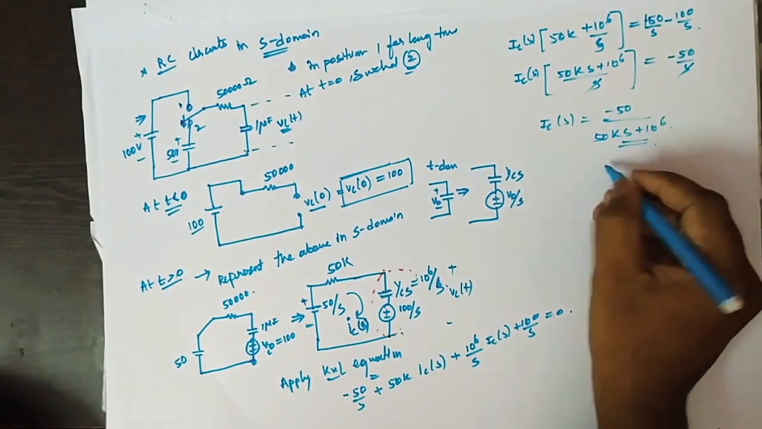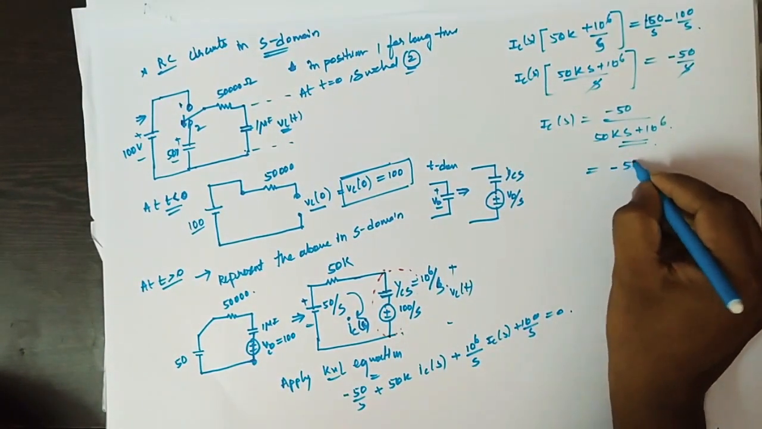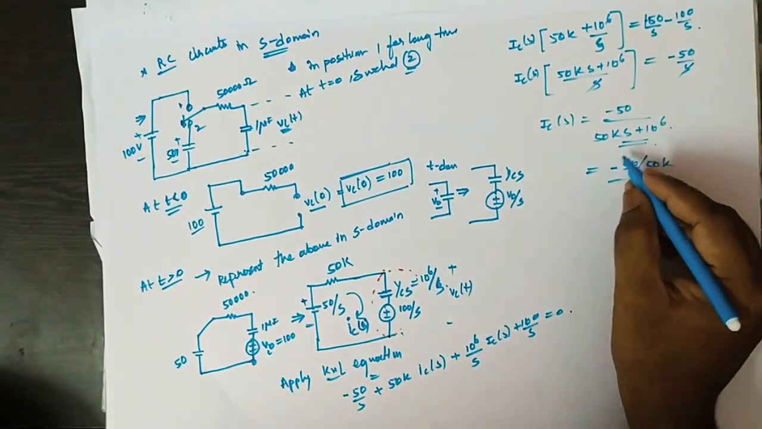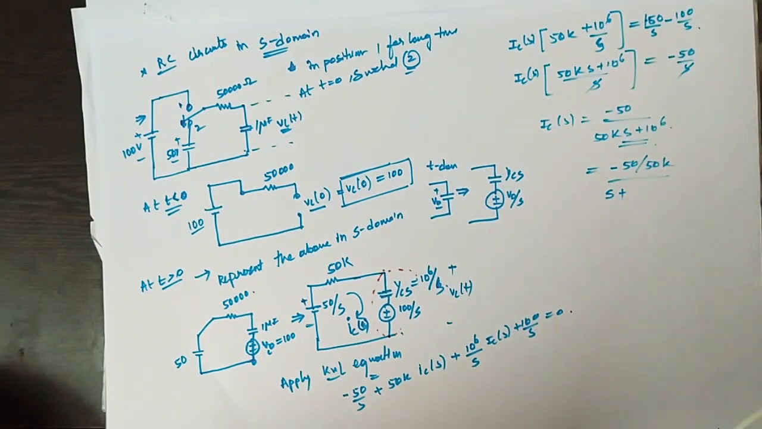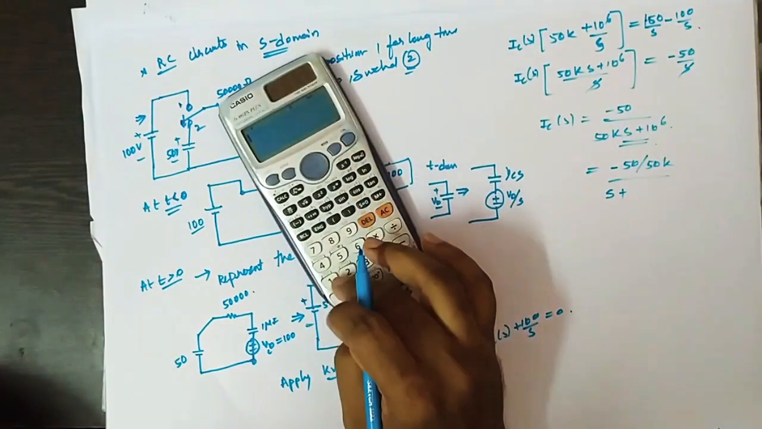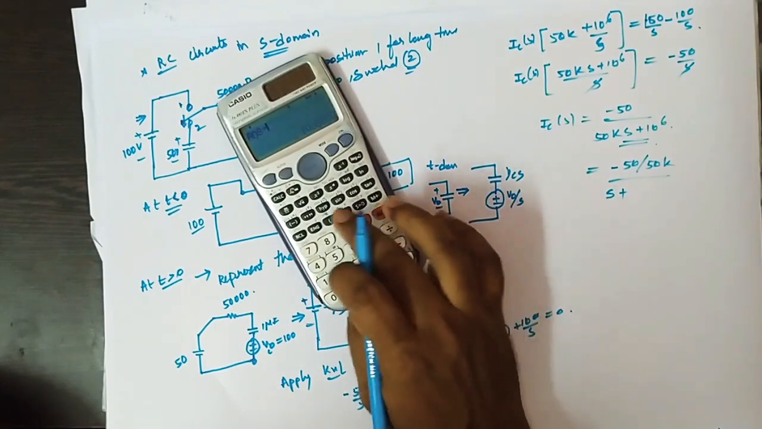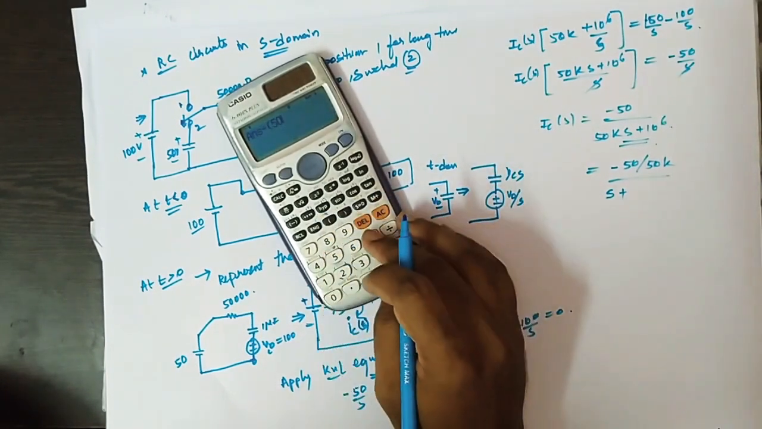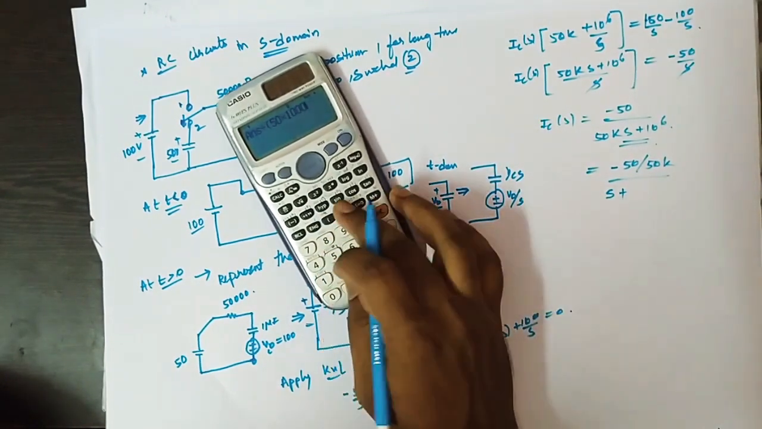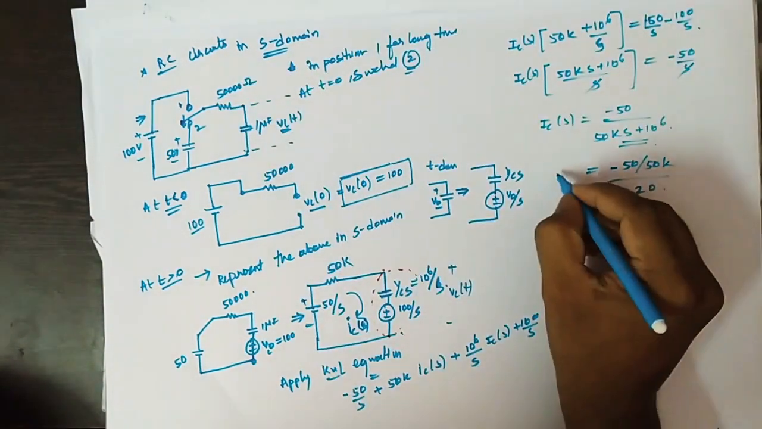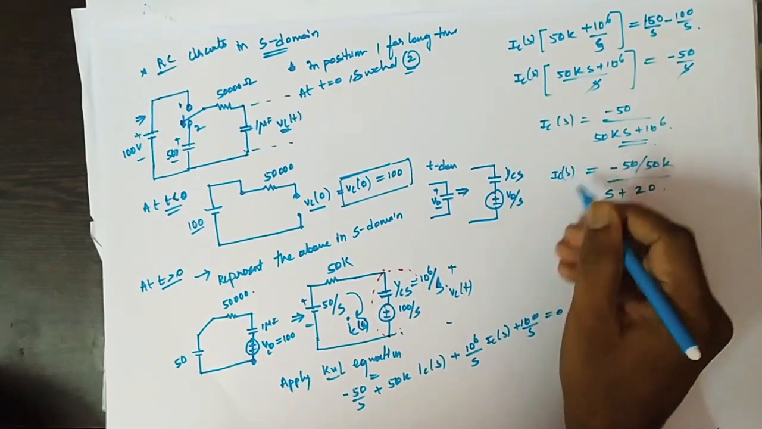We need an s plus a form. So minus 50 by 50k, take this 50k common, so s plus 10 power 6 by 50k. So this is the expression, you get 20. So this is Ic of s.